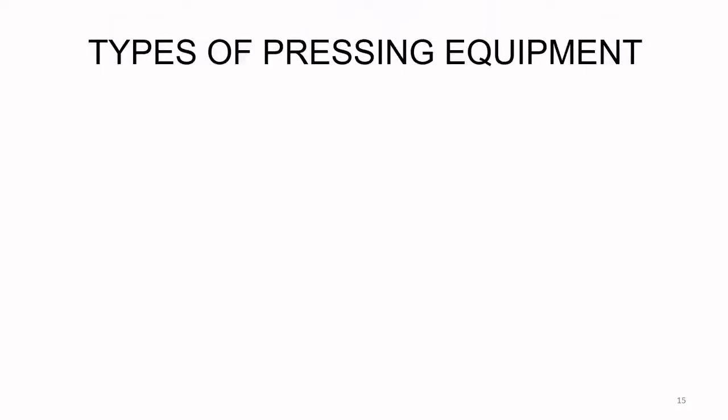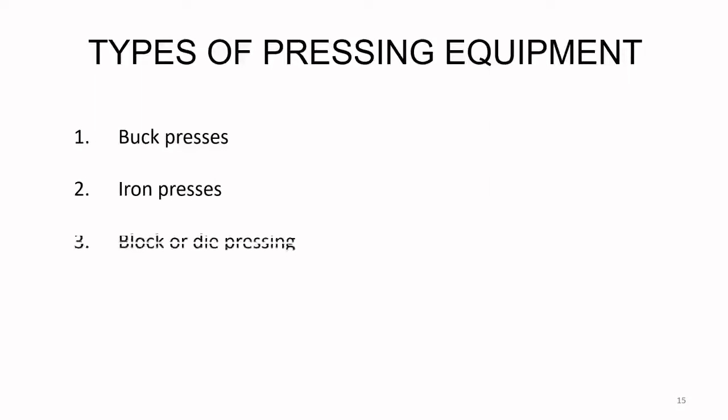Now let's see the types of pressing equipment. So we have buck press, we have iron press, we have block or die pressing, and we have form pressing. And we're going to look at them one by one. Of course, the second one, iron press, is the most successful and mostly used in India. So let's look at the buck press.